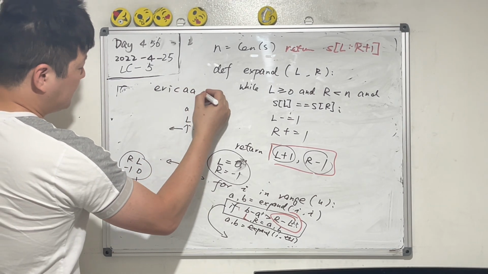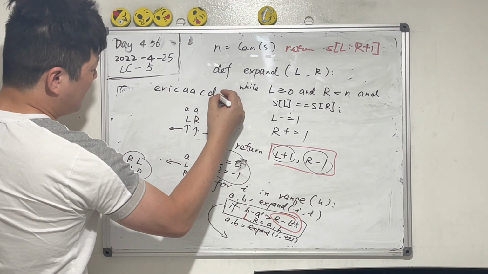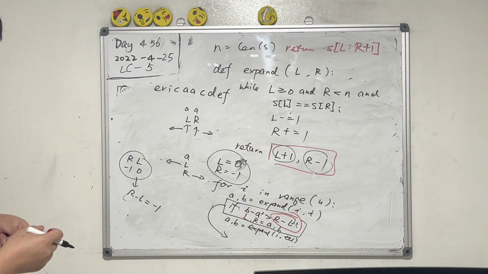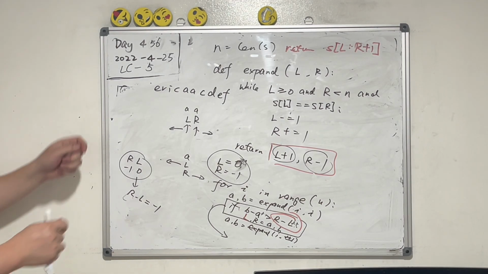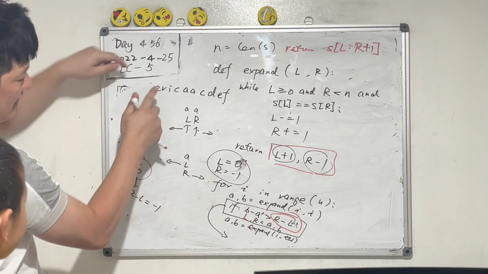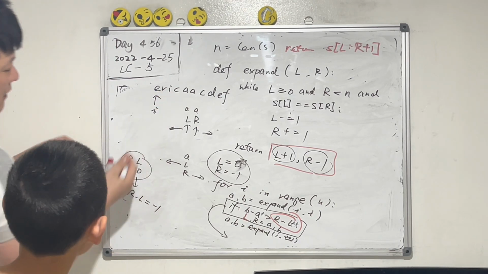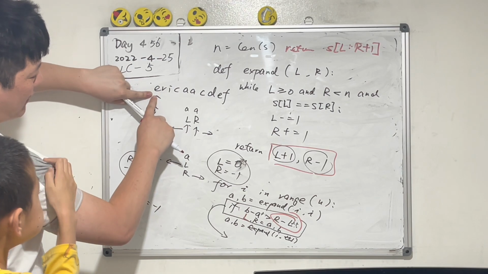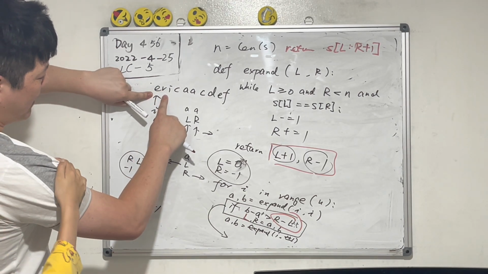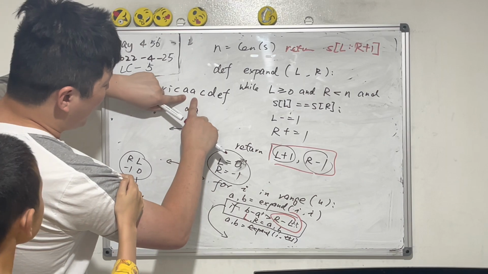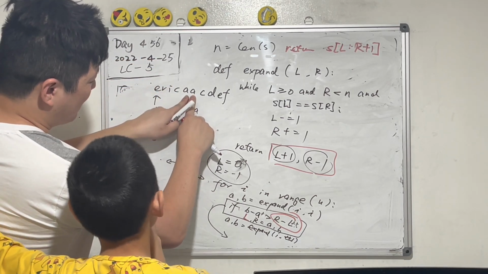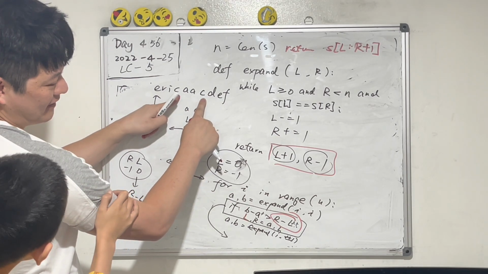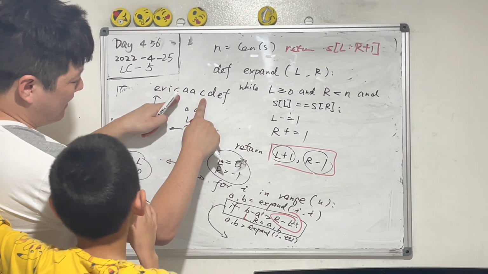E, R, I, C, A, A, C, D, E, F. Okay, what's the longest palindrome? CAAC. So look at this i. I try i, and I also try i and i+1. So if I try i and i+1, I go both ways. So that is four characters, the palindrome. Do you get it?